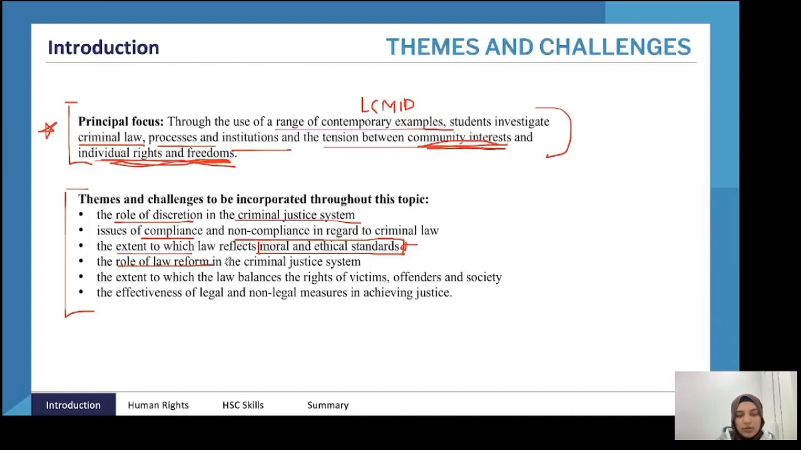The role of law reform in the criminal justice system as well. So what is law reform? It's changes in the law. Why do we have changes in the law? How have they occurred? Do we have examples of them?